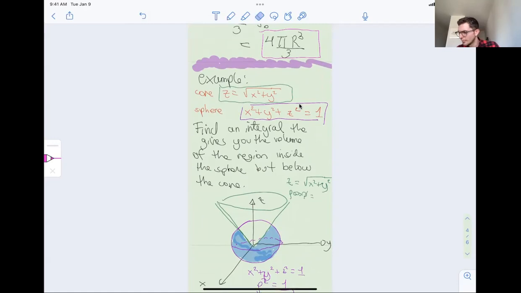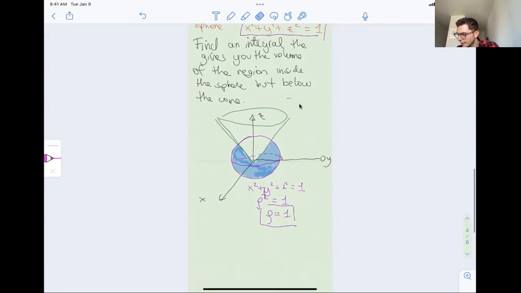Let me do it downstairs because I need more space. So we have, what's the cone? It was z equals the square root of x squared plus y squared. So this is rho cosine of phi. Okay.